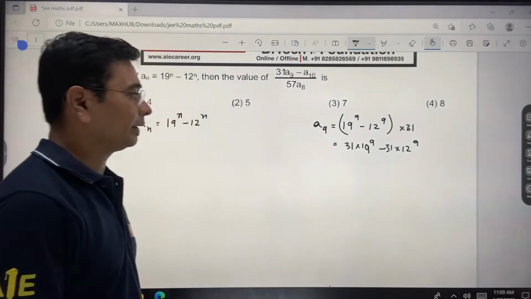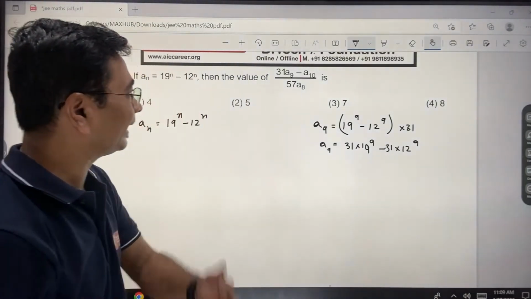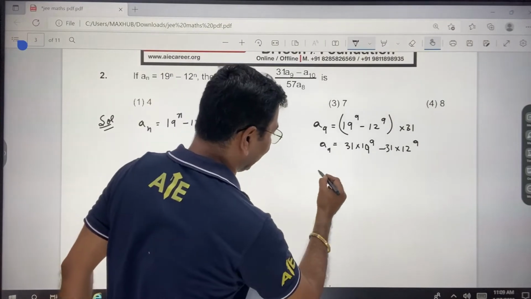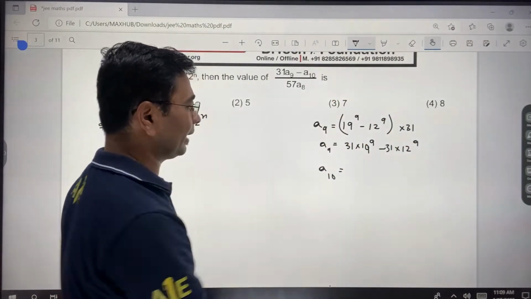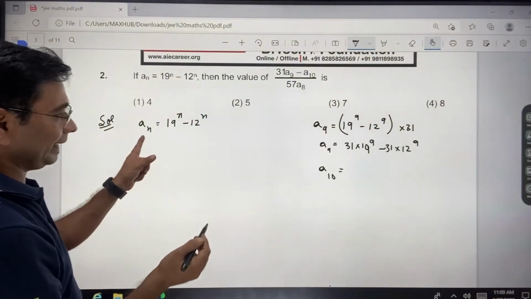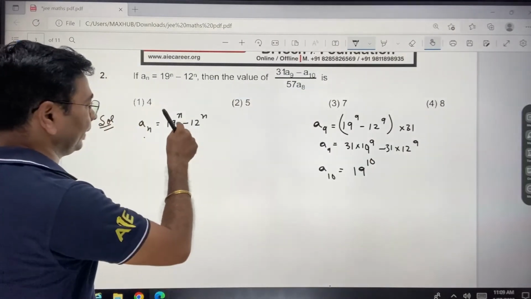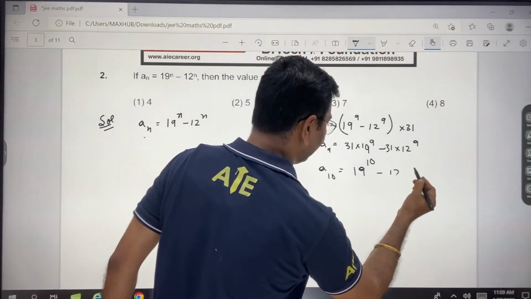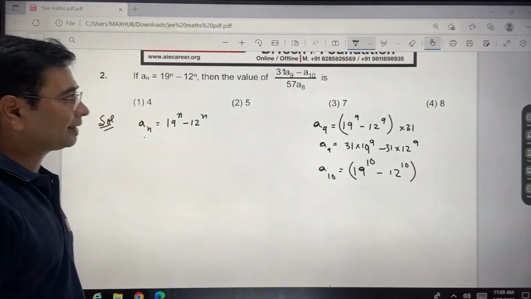Now look at this, and that is what is my an. An in this sense it is a9. Now you have got a10 now. You've got a10 and coefficient, you don't have any multiplication factor over here. So now I'm going to put it over here, a10, so 19 to the power 10 minus 12 to the power 10 again. So I've got this. So here's the numerator part.